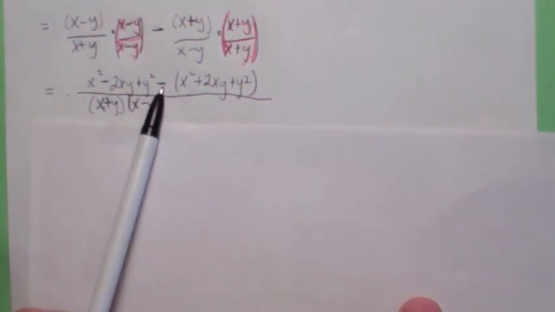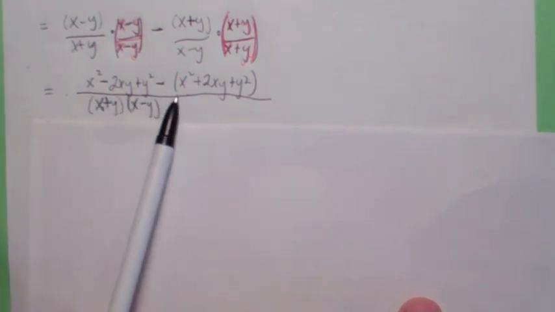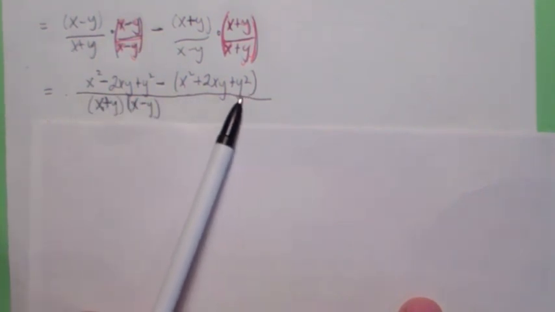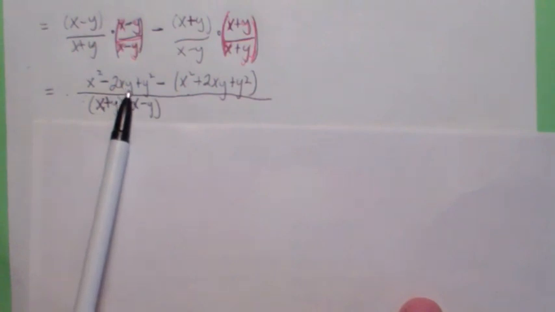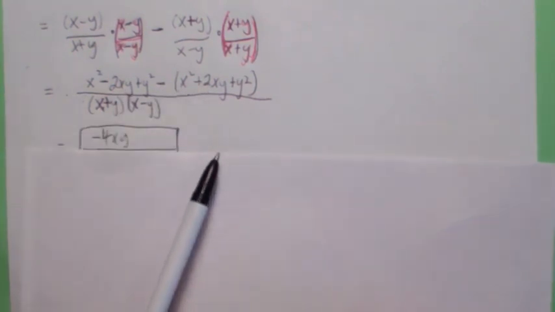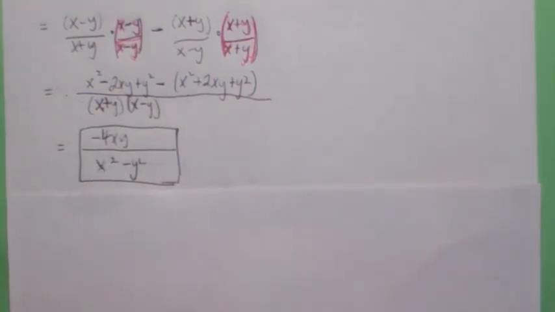Now when you distribute that minus sign, do you see that the x squares are going to cancel? And you also see that the y squares are going to cancel? So what do you have left? You have a negative 2xy here. You're going to get a negative 2xy here. That's your final answer, negative 4xy over x squared minus y squared.